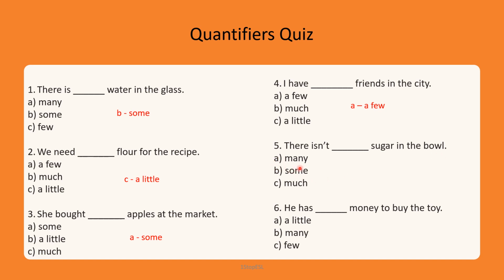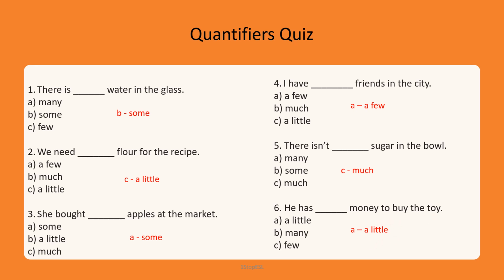Number 5, there isn't blank sugar in the bowl. There isn't many sugar. There isn't some sugar. There isn't much sugar. What did you choose? A, B or C? Good. C, much. There isn't much sugar in the bowl. Last one, number 6. He has blank money to buy the toy. He has a little. He has many. He has few. What did you choose? Well done, a little. He has a little money to buy the toy.